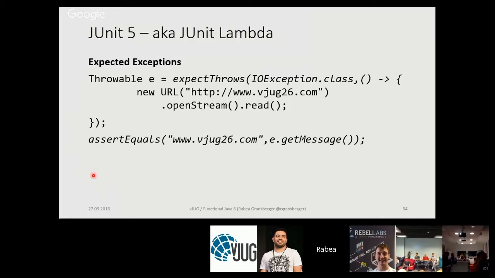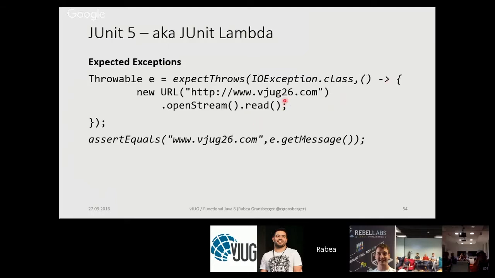Exception handling also changed with JUnit 5. We don't have the annotation-based style or the try-catch style anymore. We can have a method expectThrows. We pass in our exception, and then we have the function we want to call as a lambda body.